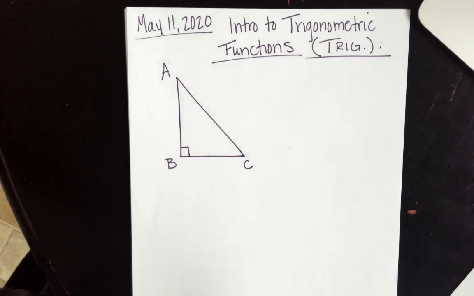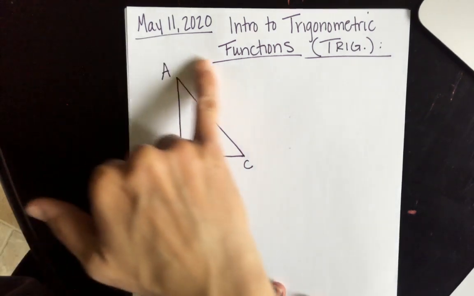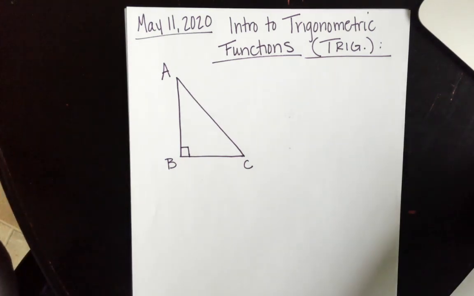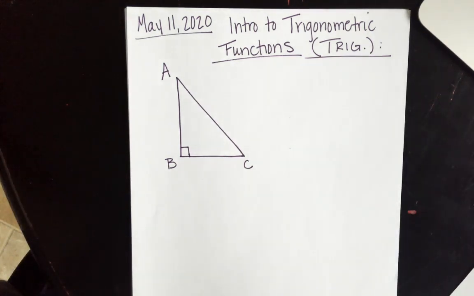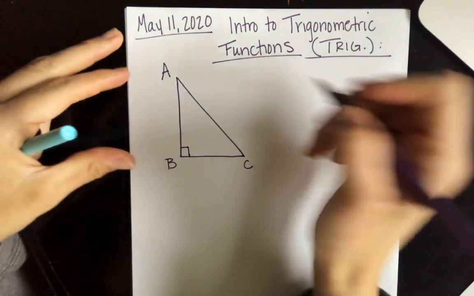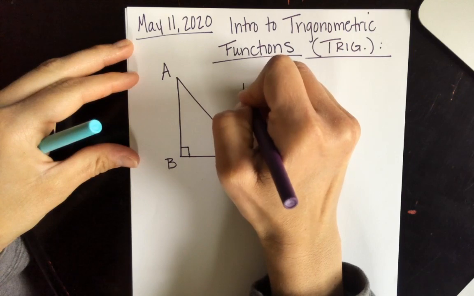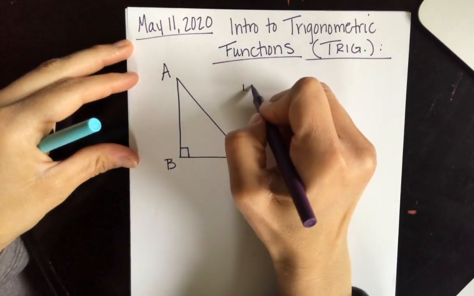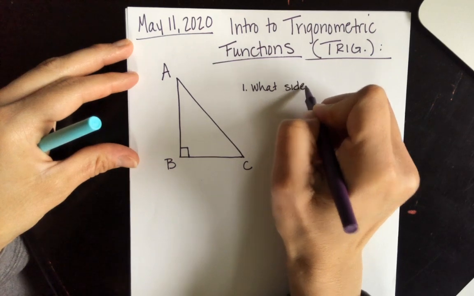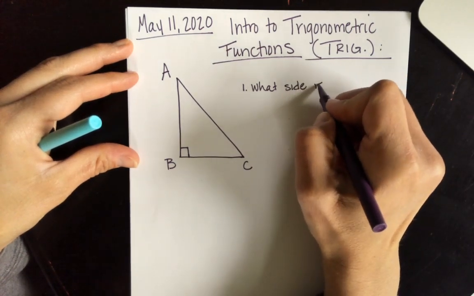Right now you can see that we have a right triangle on our paper. The first thing that we're going to concentrate on, when introducing this, is talking about our angles. If I was in this right triangle, the first question I'm going to ask is, what side is opposite angle A?